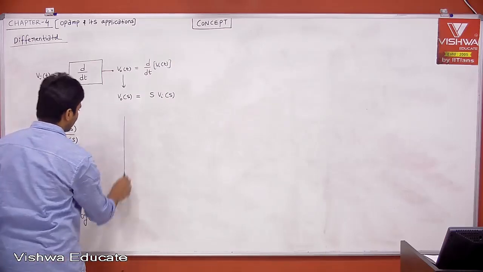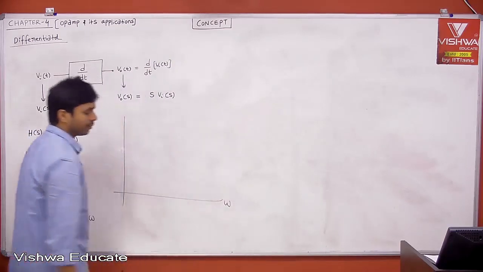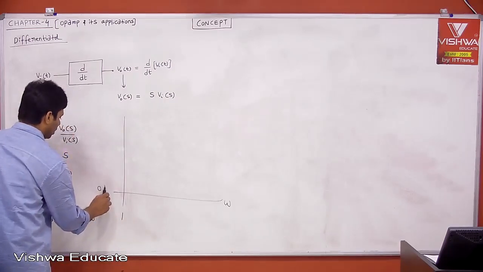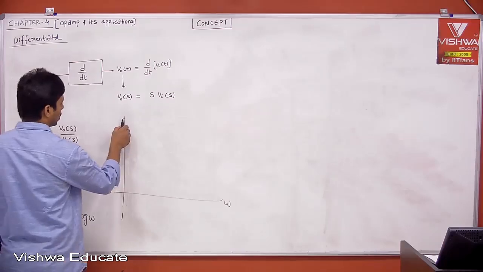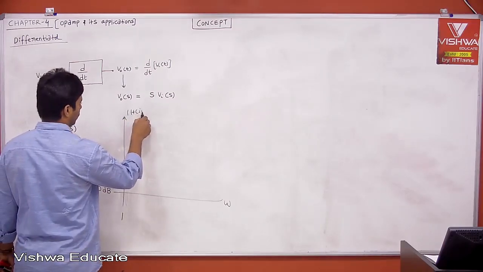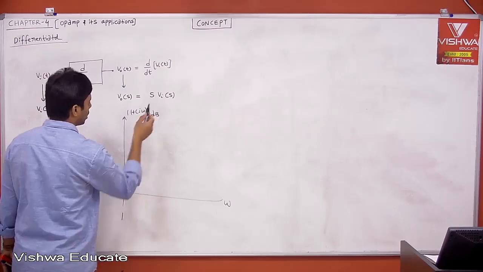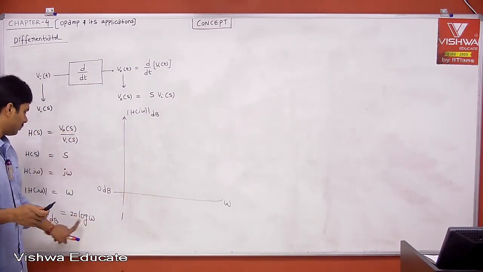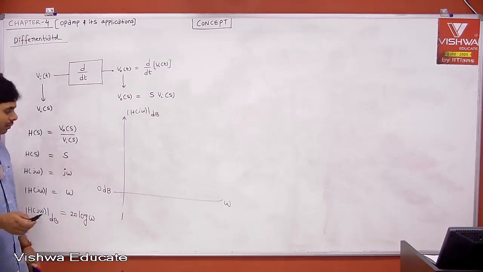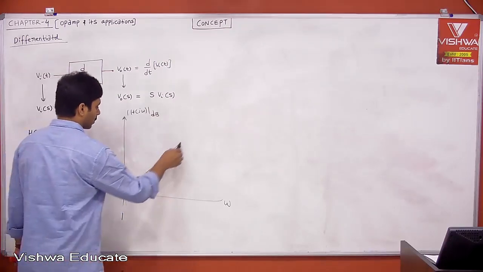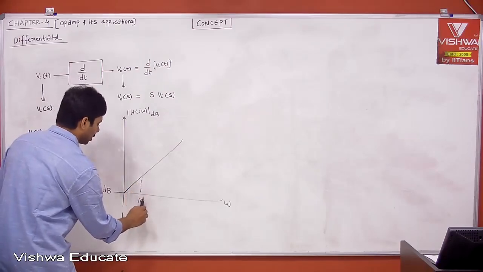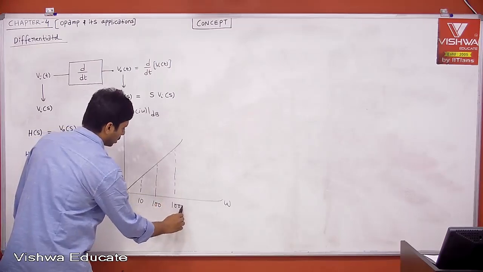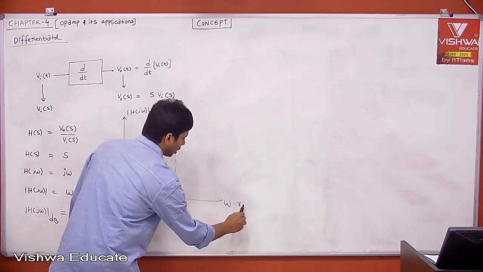Then if you plot the frequency response, you can take either omega or f, anything is fine. Okay, this is 1, this is 0 dB, and this is mod H of j omega in dB. Now tell me, as omega increases: omega is 10, 20 dB; 100, 40 dB; 1000, 60 dB. Let us say this is 10, this is 100, this is 1000, in radians per second.